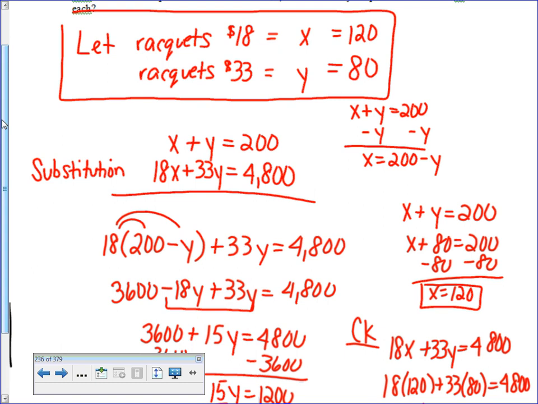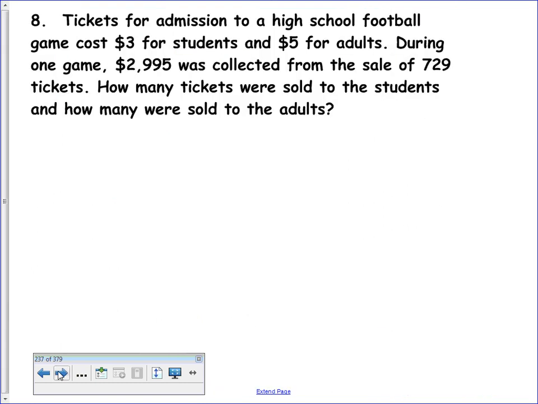Okay, let's go on to number 8 now. And again, please try this one on your own, and you can pause me and then start this back up again. Tickets for admission to a high school football game cost $3 for students and $5 for adults. During one game, $2,995 was collected from the sale of 729 tickets. How many tickets were sold to the students and to the adults?